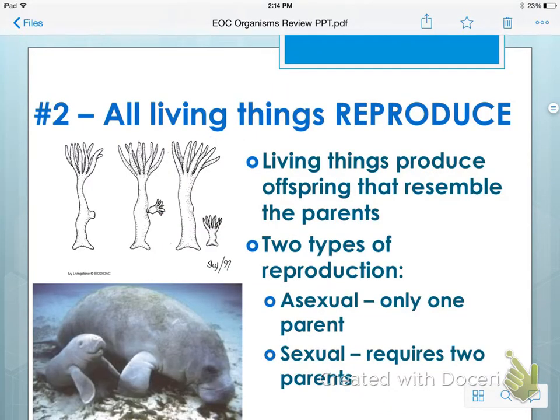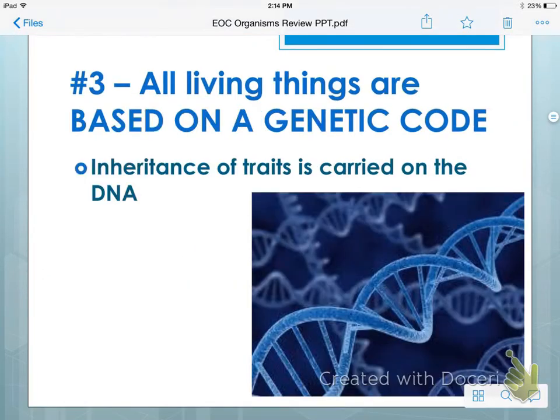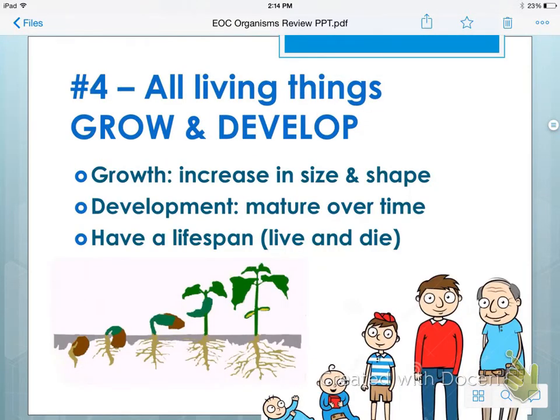Next, all living things reproduce. Living things are going to produce offspring that resemble them. There's two types. Asexual is only one parent. Sexual requires two parents. All living things are based on a genetic code. Inheritance of traits is carried on DNA. Very important.